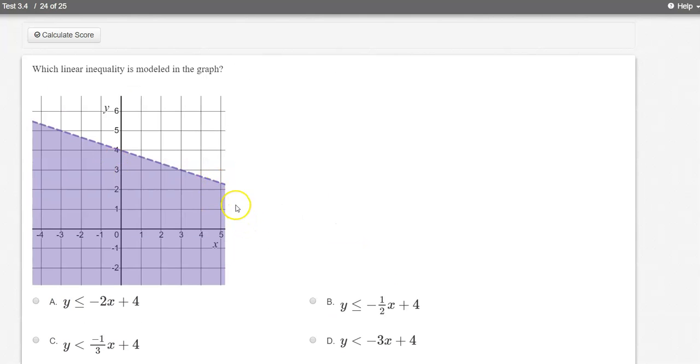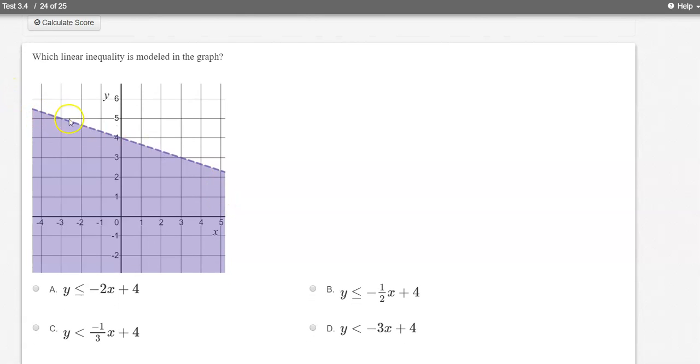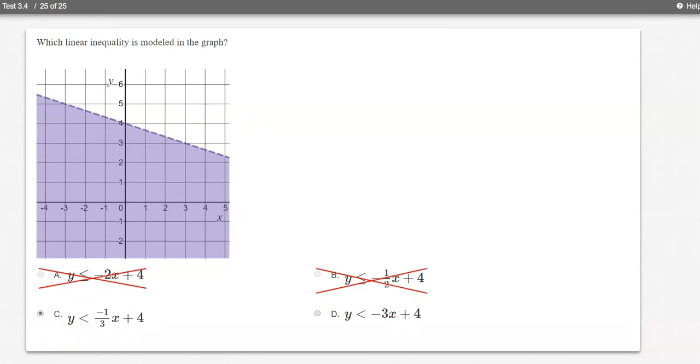Which linear inequality is modeled in the graph? Well, first we have a dashed line, which means the points on the line are not included. If that is true, you could not choose A or B because A and B have an equal to, meaning the line should have been a solid line. And then finally, you'll notice both remaining answers have a y-intercept of 4, which is correct. But the slope is going down 1, right 3. So you should not choose D. This slope on C is down 1, right 3. So the correct answer was C.